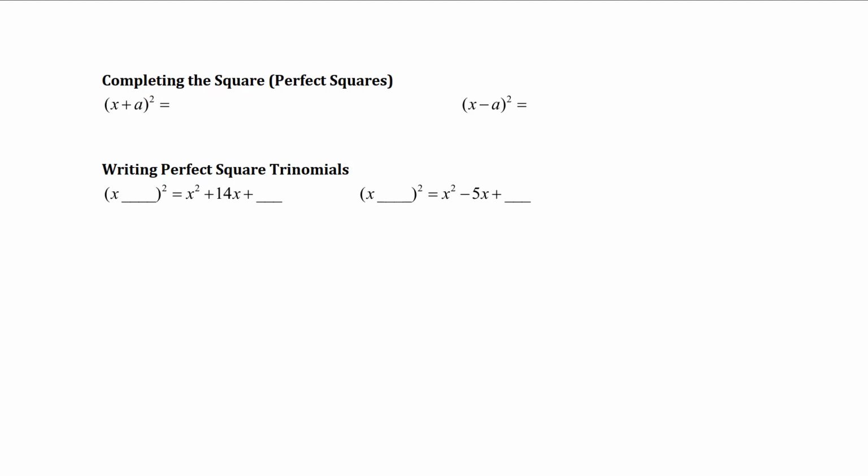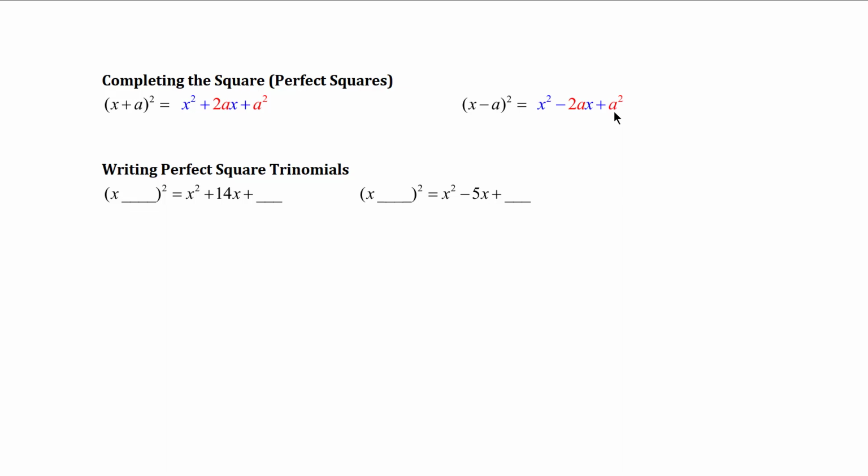Next, we're going to go over the process for completing the square. When we're talking about completing the square, we're actually talking about creating a perfect square trinomial and then factoring it as the square of a binomial. So let's start off with two perfect squares. We have (x + a) squared is equal to x squared plus 2ax plus a squared. We also have (x - a) squared is equal to x squared minus 2ax plus a squared.